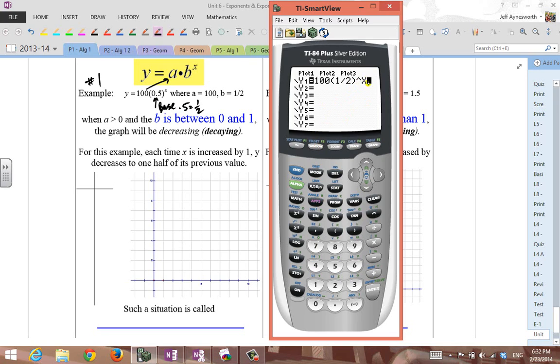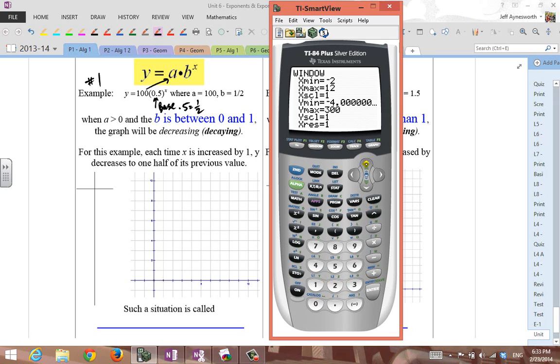When x here is, let's say, -1, 1/2 to the -1 is actually 2. 2 times 100 is 200. So my output, my range, is going to have to go all the way up to 200 or 300 or 400, depending on what x values I put in there. You can get really large really fast when x gets negative. So we're going to change the y max to, let's say, 300.